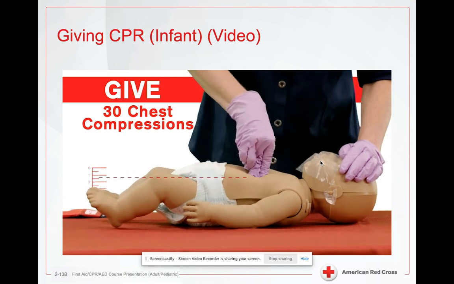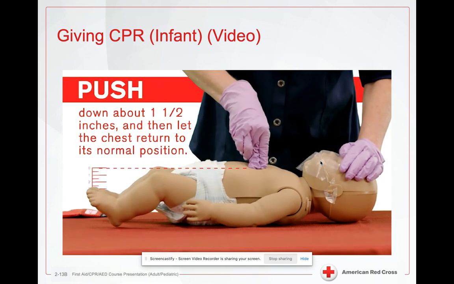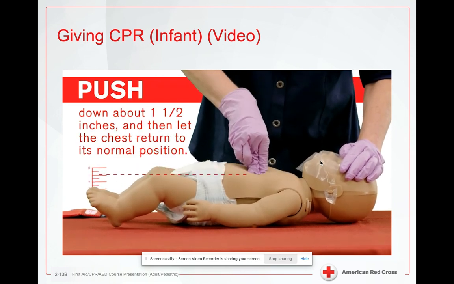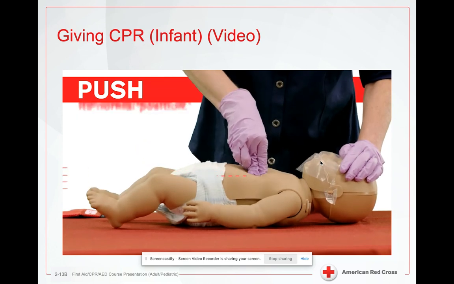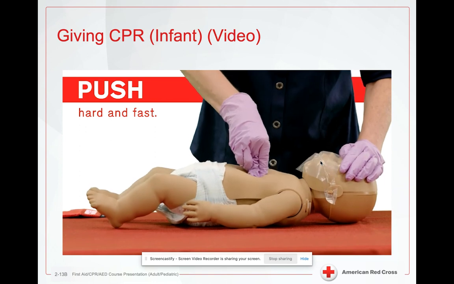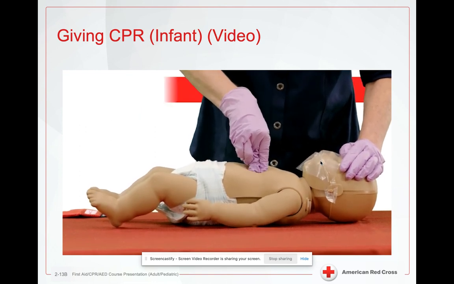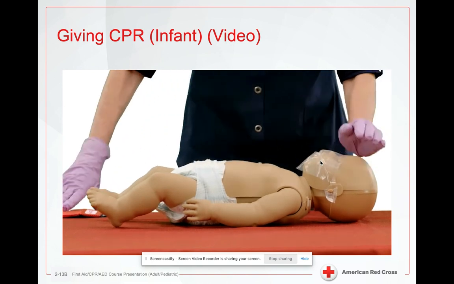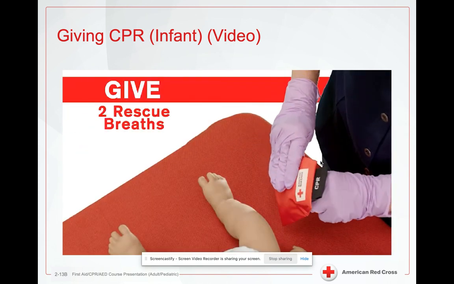Using the tips of your fingers, push down about 1.5 inches and then let the chest return to its normal position. Continue to push hard and fast, giving compressions at a rate of between 100 and 120 compressions per minute. After the 30th compression, prepare to give 2 rescue breaths.